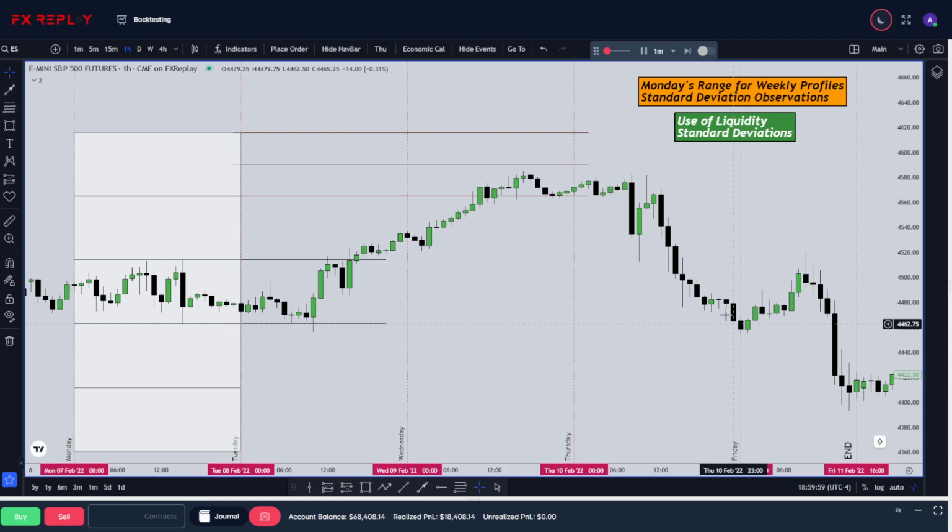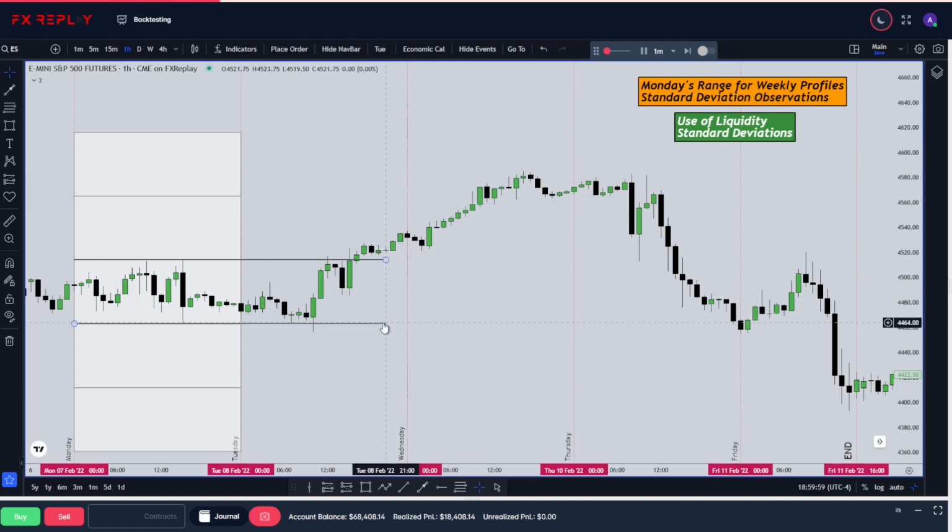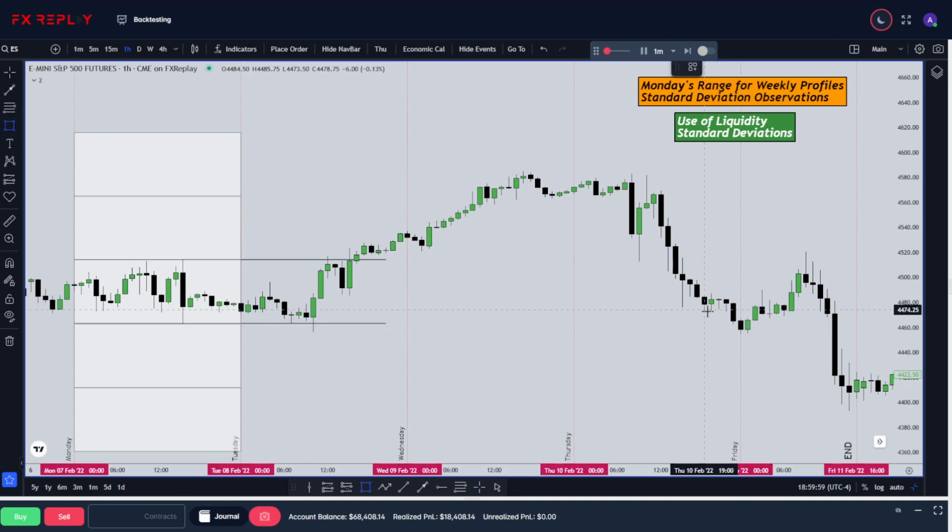The other thing I like to look at is when you get these signatures where price is now breaking bearish. So let's take this off now. When you get these signatures where price is now breaking bearish and we've closed below Monday's low, so you can see that these 2 candles here close below Monday's low.